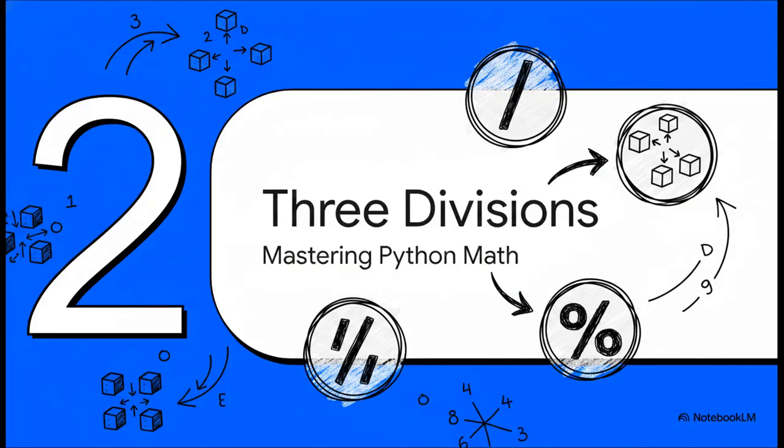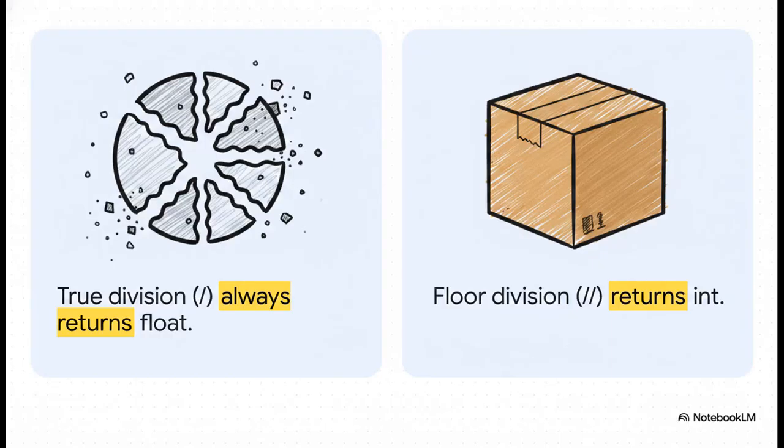Moving right along to Section 2, mastering Python's 3 divisions. Okay, a huge anti-pattern I see with beginners is using true division, that's the single slash, when they actually just need a whole number. Here's the thing, that single slash always gives you a decimal float. Even if the math is perfect, like 8 divided by 4, Python spits out 2.0, not just a clean 2. And why does that matter? Well, you can't exactly look up the item at index 1.75 in a list, right?